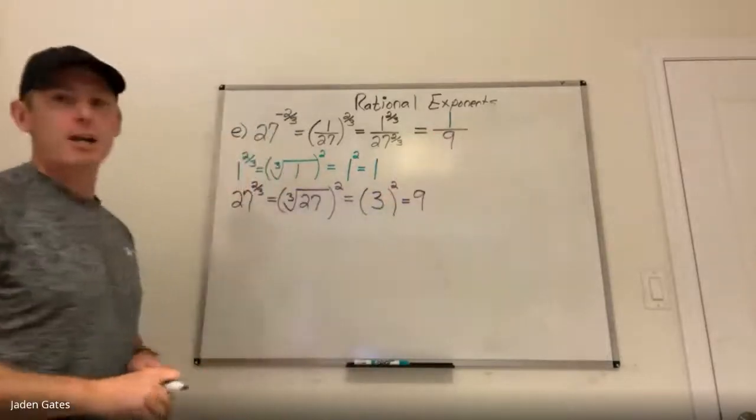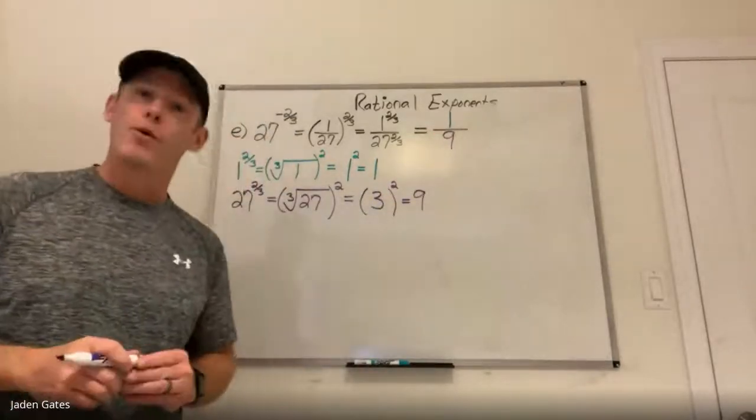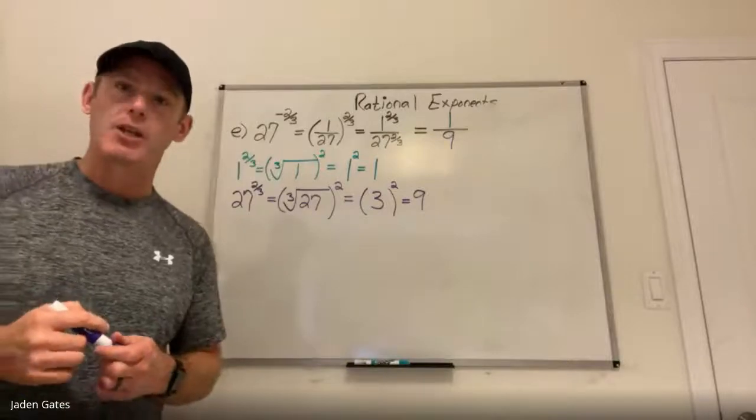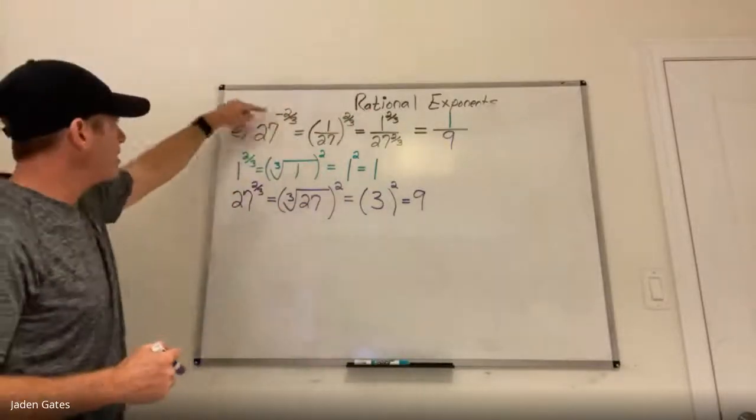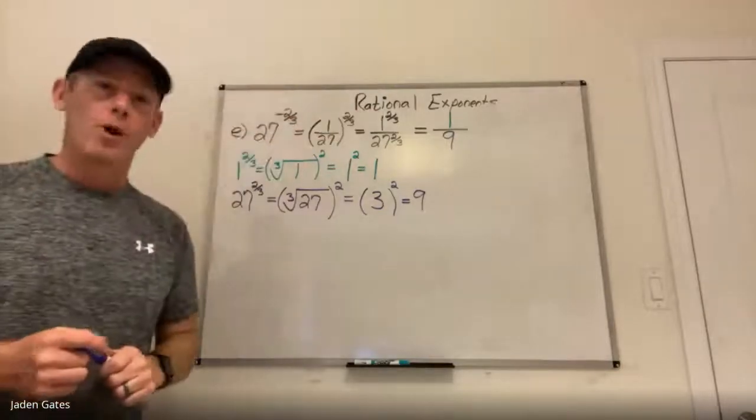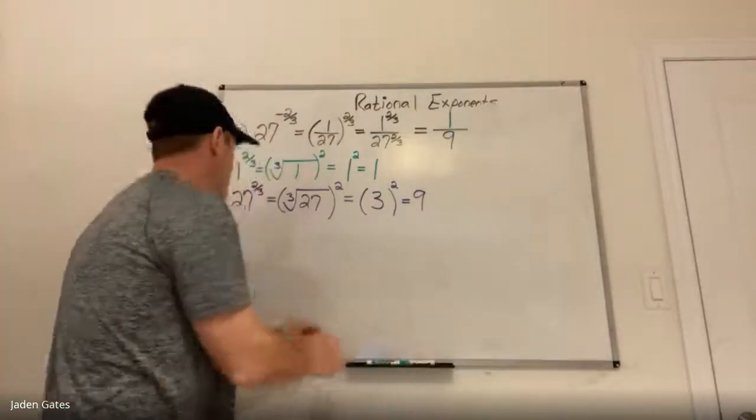And so my final answer in rational form, which I'm going to ask you to do, now just type these into your calculator, is 1/9. All right, so you get 27 to the negative 2/3. We get 1/9. All right, let's try something else like that.